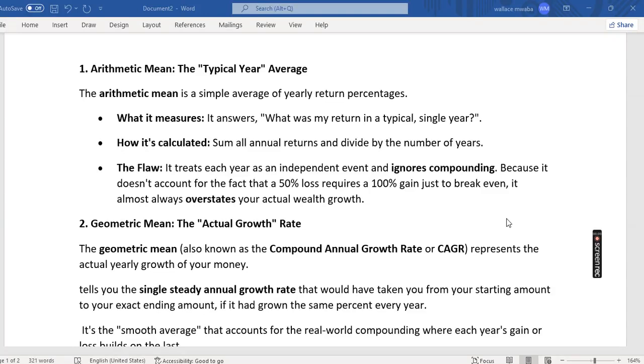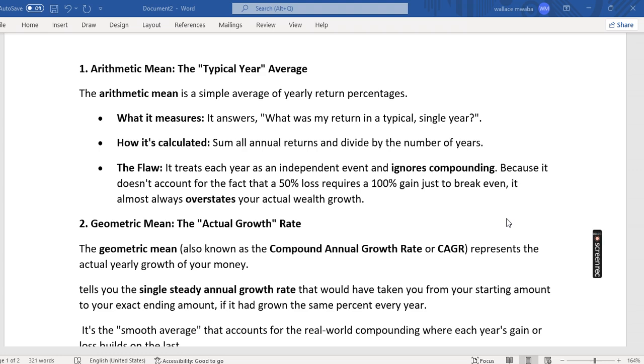Just the average of your returns. The geometric mean is just the actual growth rate of your returns. Now with the arithmetic mean, it treats each return as independent from the other years. It ignores compounding. Also, the geometric mean takes compounding into effect. Each year's return is affected by the previous year's return.